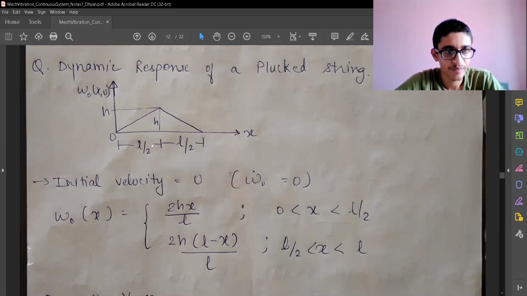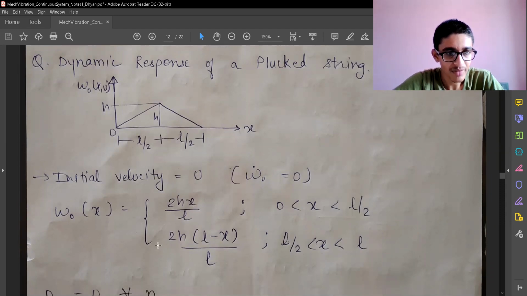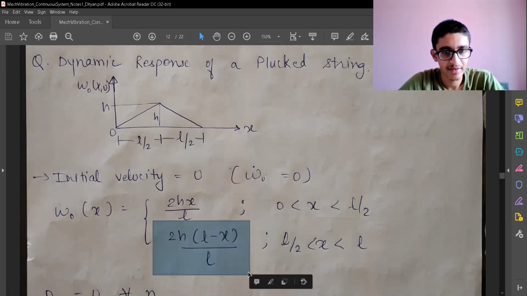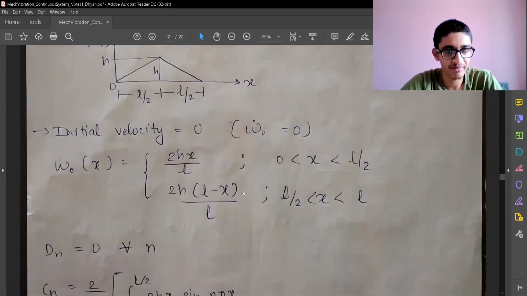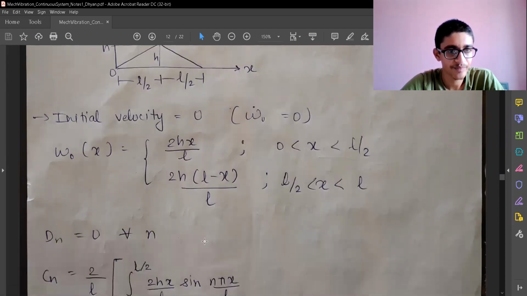So this is how it is for length 0 to L by 2. The slope is just h by L by 2, or 2h by L into x. So this is y equal to 2h x by L. Y is replaced by W now. And for the other half, starting from L by 2 to L, this is the equation. So now we have everything. We have the displacement, and we have the velocity functions for the initial condition.